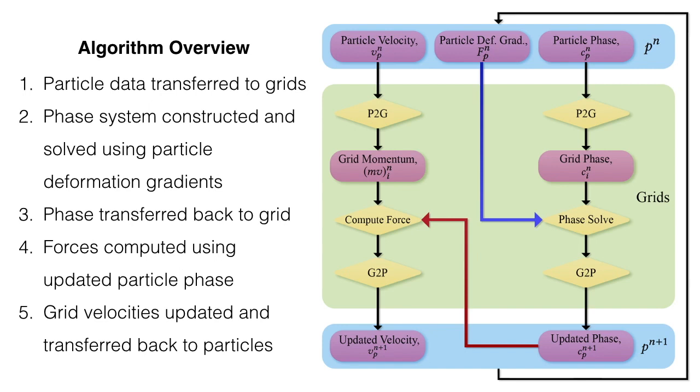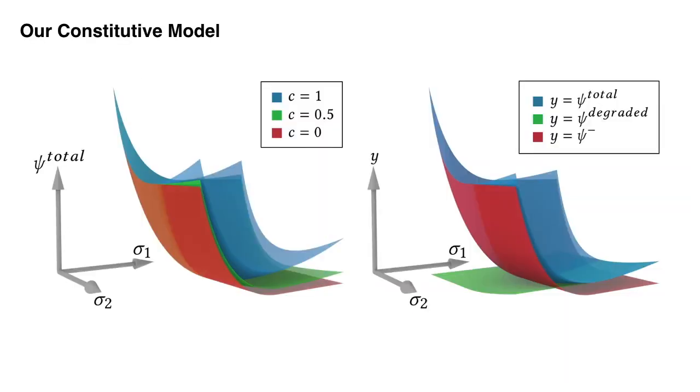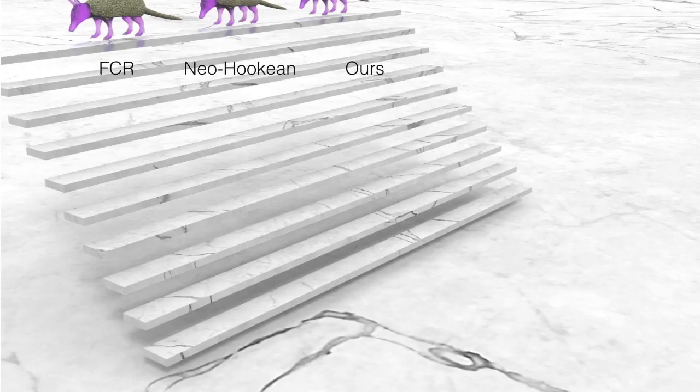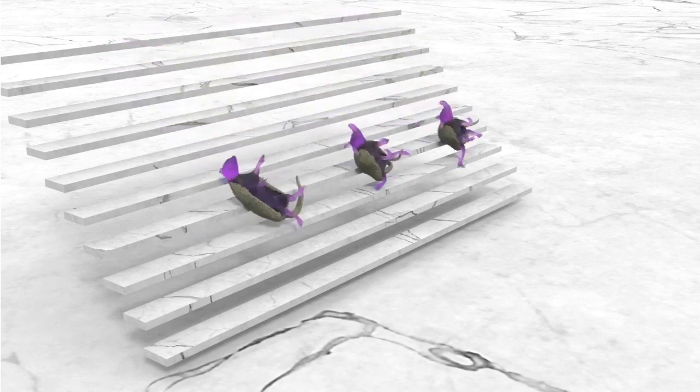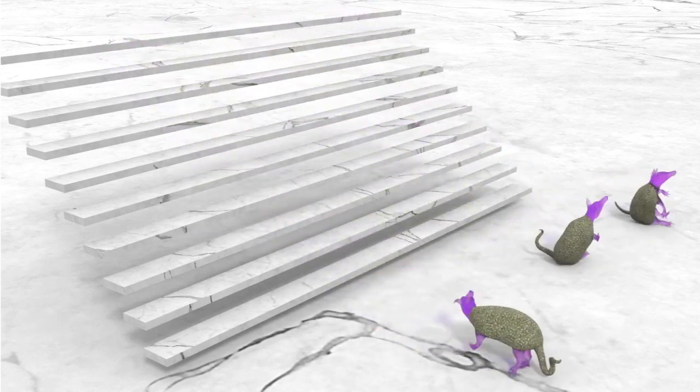The blue represents the dependence of the grid phase solve on particle deformation gradients, and the red shows the incorporation of the updated phases in the grid force update. We adopt a deviatoric dilational split neo-Hookean hyperelasticity to enable elastic degradation within PFF-MPM. Here we show the decomposition of the model into its tensile and compressive components, where only the tensile part is allowed to be degraded. With three realistic armadillos, we compare this hyperelasticity model with the popular fixed co-rotated and neo-Hookean models. Note, our scheme exhibits similar behavior.